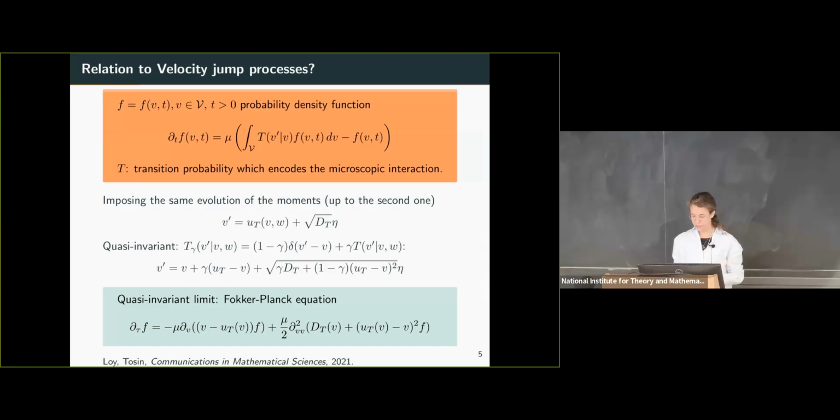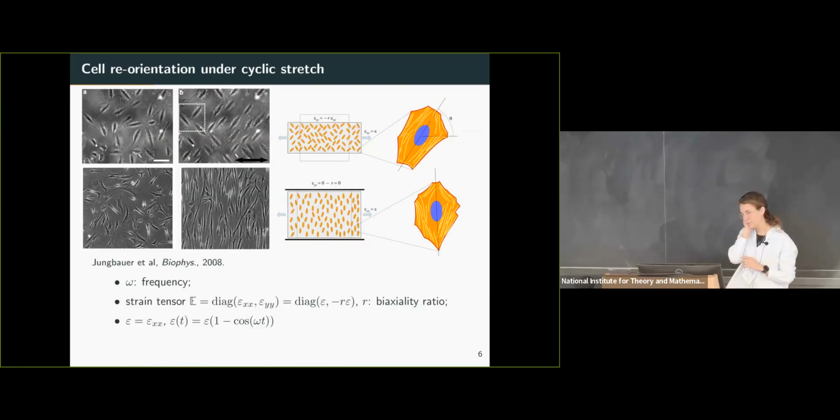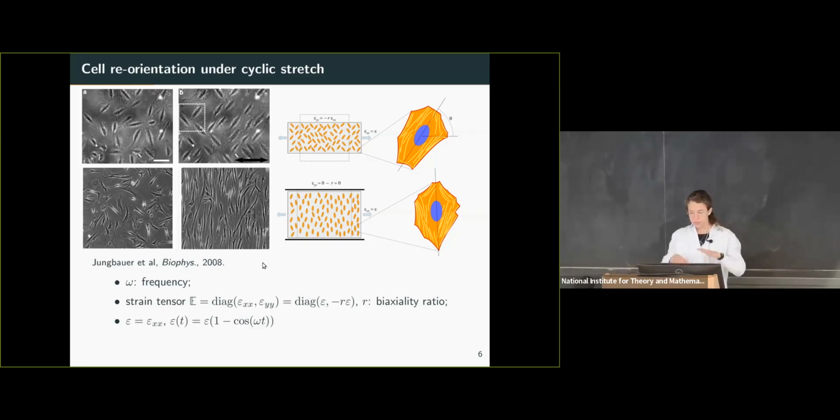So what's the problem that I want to tackle now? It's cell reorientation under cyclic stretch. This phenomenon is very important, for example, for cardiac tissues or for arteries, in general in tissue engineering. It corresponds to seeding cells on the extracellular matrix and cyclically stretching the substrate. So what happens? You may have essentially two scenarios.